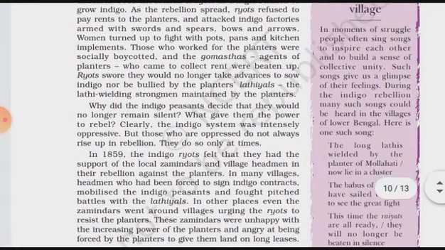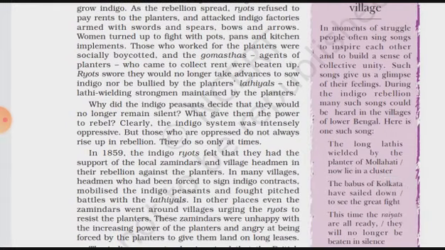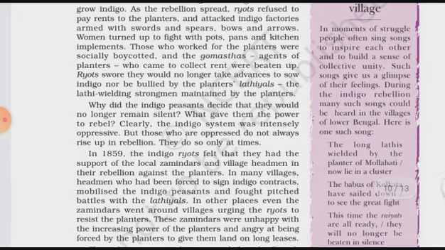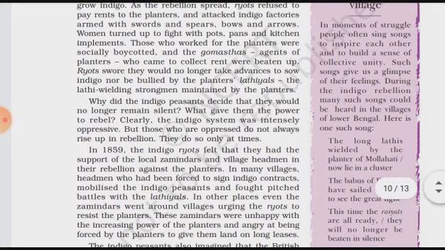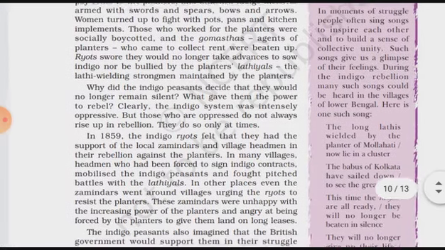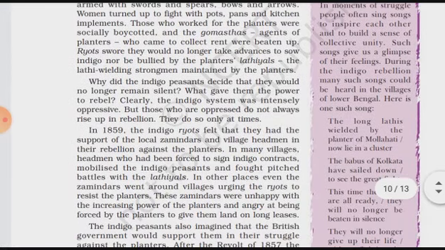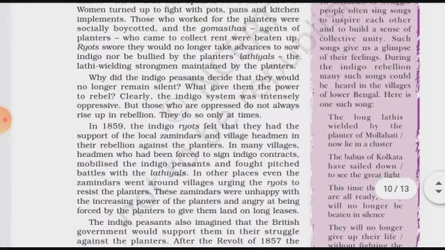Those who worked for the planters were socially boycotted, and the Gomasthas, agents of planters who came to collect rent, were beaten up. Those who worked for the planters were socially boycotted, meaning they were socially neglected by these people. The Gomasthas, the agents of the planters, who used to come for collecting the rent, were also caught by these peasants and beaten up.